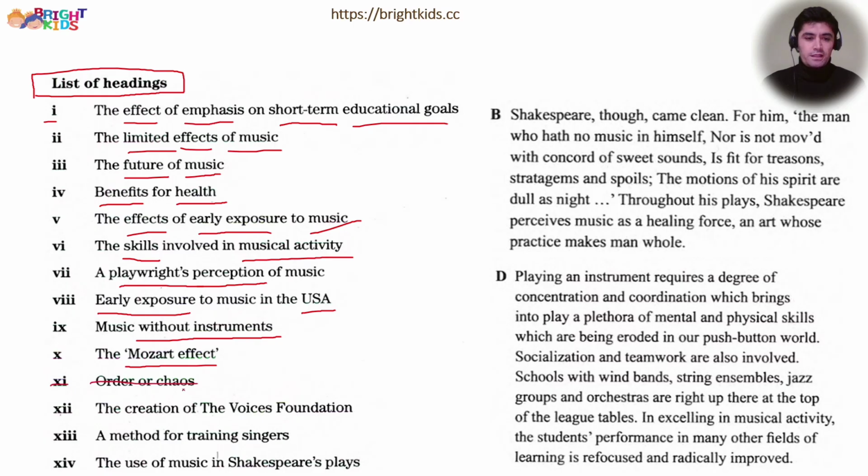This title was given as an example, and it was chosen for paragraph A. That's why I had to cross it out like this, so we don't really have to pay attention to this one. Next one, the creation of the Voices Foundation, a method for training singers. The use of music. So the use is also a keyword here. The use of music in Shakespeare's plays.